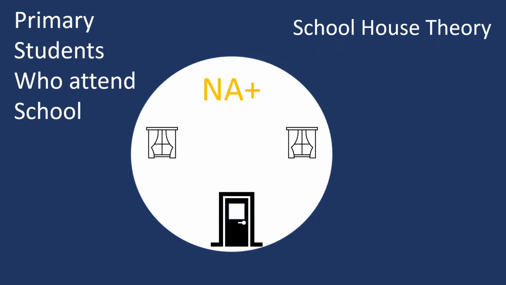So the primary students who attend school are going to be our students. And so here we have sodium. Sodium is going to be one of our students. I want to introduce you to the next one. Potassium is going to be our second student. And calcium will be our third student. Now, all three of these students have different personalities that we're going to talk about.